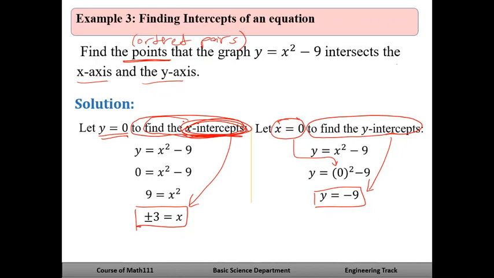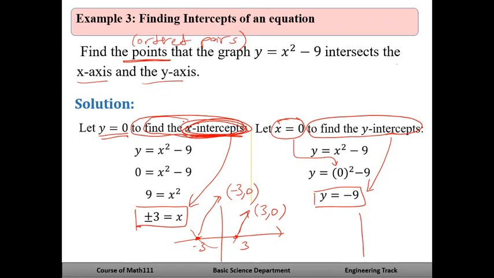What you can see here is that the x-intercepts are at 3 and minus 3, where the graph is intersecting the x-axis. So which points are they? This one corresponds to the point (-3, 0), and this point corresponds to (3, 0).